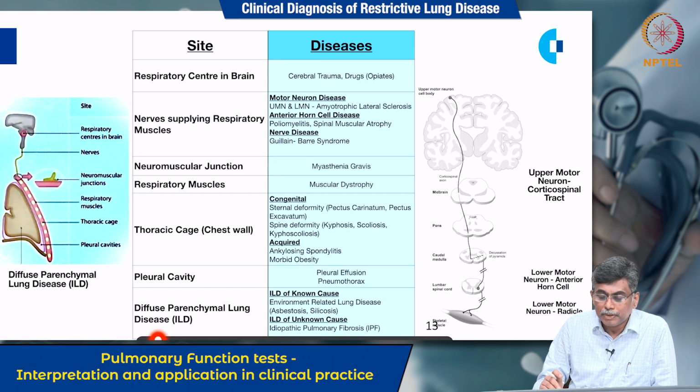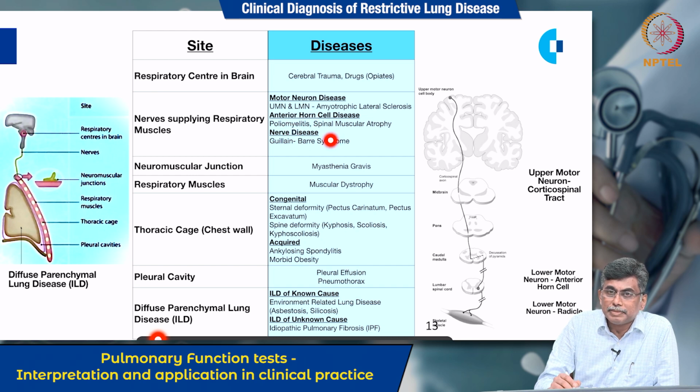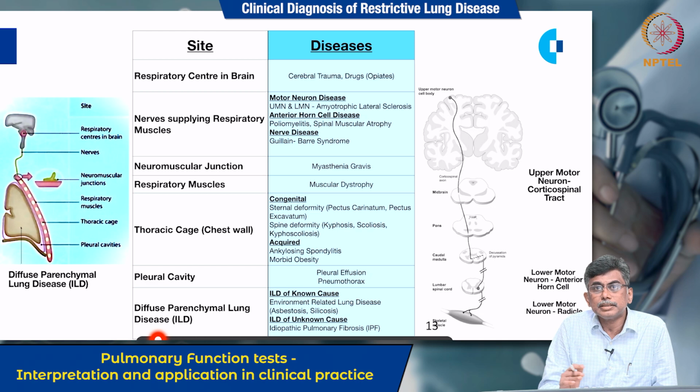the radicle. So you can have diseases here like amyotrophic lateral sclerosis, where there is a problem which affects the upper motor neuron as well as the lower motor neuron. Then a disease in the anterior horn cell, which is a part of the lower motor neuron, the classical diseases being poliomyelitis and spinal muscular atrophy. Then you have a disease because of involvement of the radicle or the nerve. Here the classical disease is Guillain-Barré syndrome. And then you can have a problem with the respiratory center in the brain, because of some cerebral trauma or because of some drugs like opiates. So these are the diseases which come under the category of restrictive lung disease.